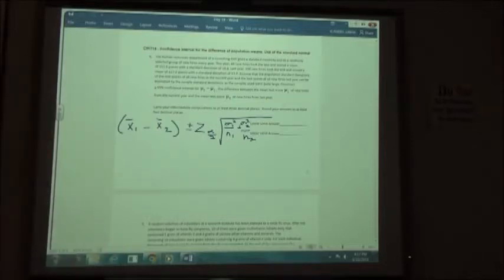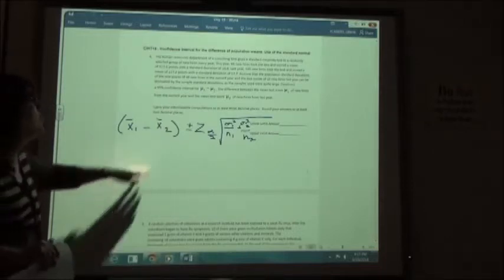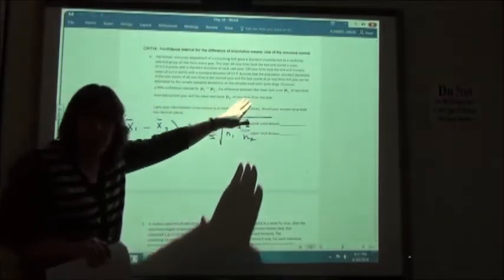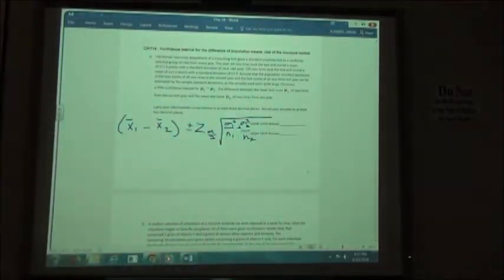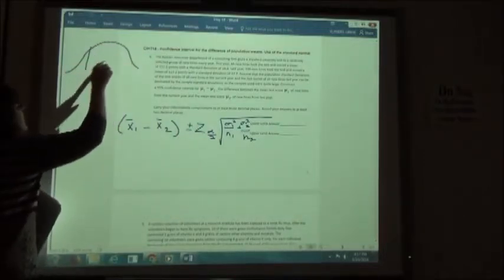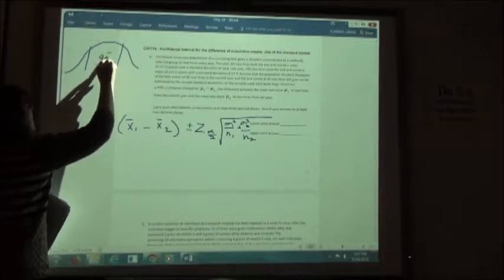Construct a 95% confidence interval for the difference of our mean test scores of new hires of the current year and the mean test score of new hires from last year. So the current is going to be my 1s, last year is going to be my 2s. Now, 95% confidence interval. If we think about that, it means that the middle is 95%.